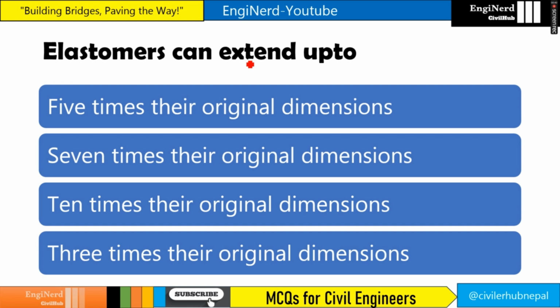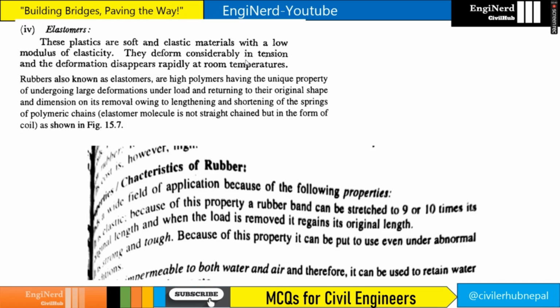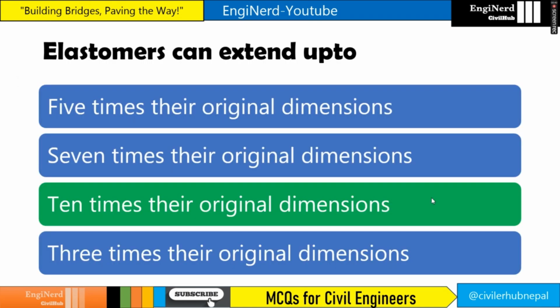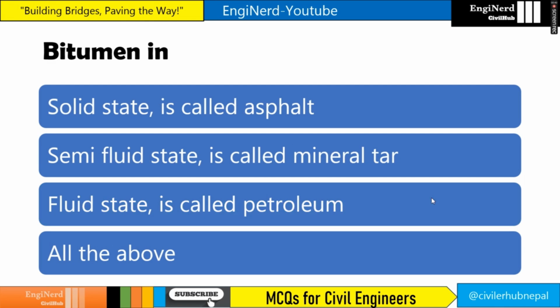Elastomers can extend up to 5 times, 6, 7 times, 10 times, 3 times. So if you see here for the elastomers rubber, it says that it can be stretched up to 9 or 10 times. So our answer will be 10 times their original dimensions.